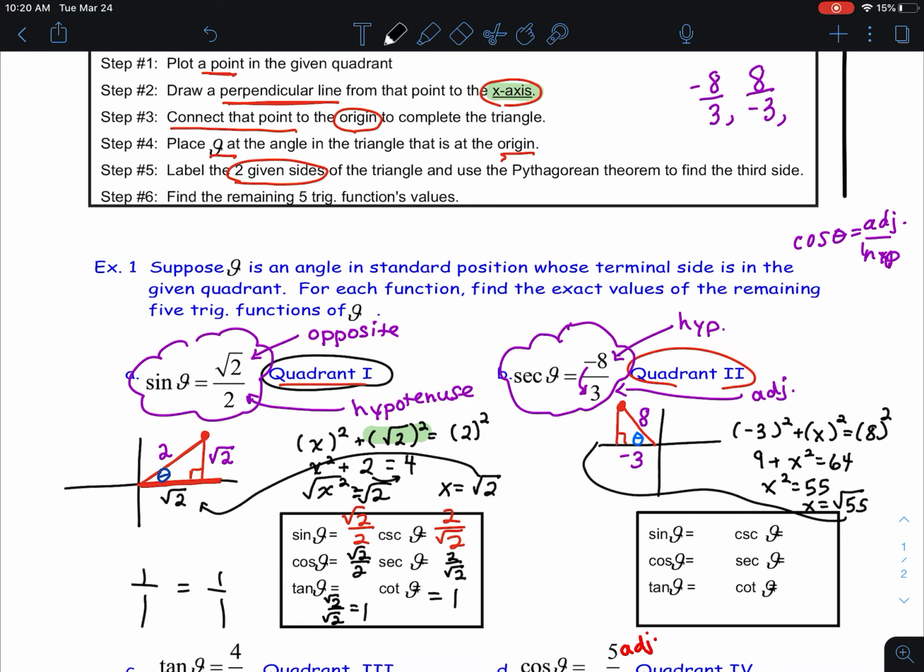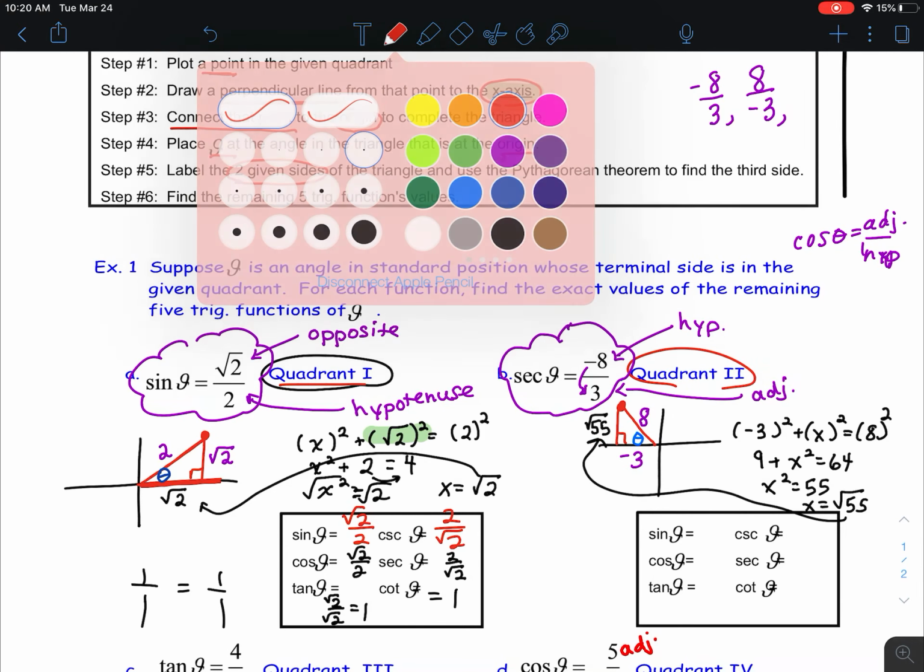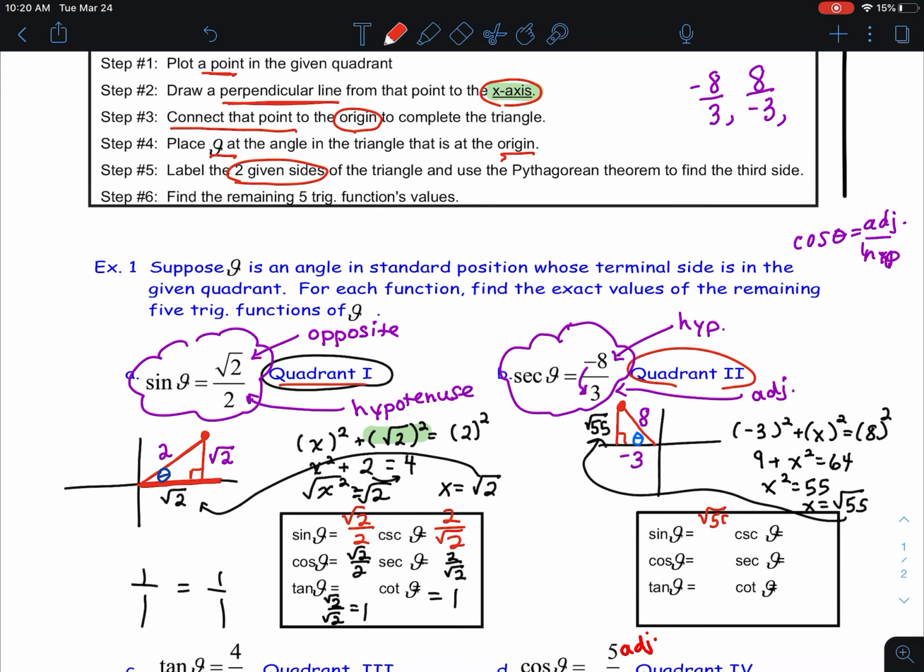When you find these missing sides, add it into your picture, because sometimes when you add it to your picture, you realize that you need to make it negative. Now, in this example, that vertical leg is on the positive side of the y-axis, so I do not need to make the square root of 55 a negative. Okay, so I'm just going to, and again, I'm really sorry about how little space you have here, but I'm just going to build these fractions. Cosine is adjacent over hypotenuse, and this would be the reciprocal here, and then we've got opposite over adjacent for tangent.